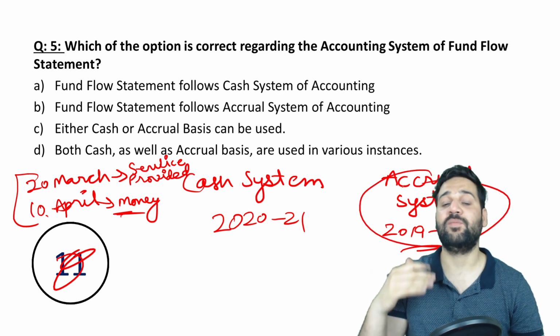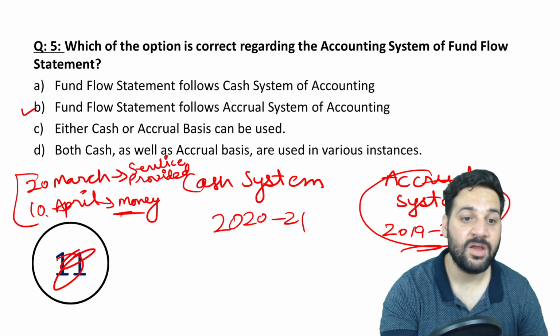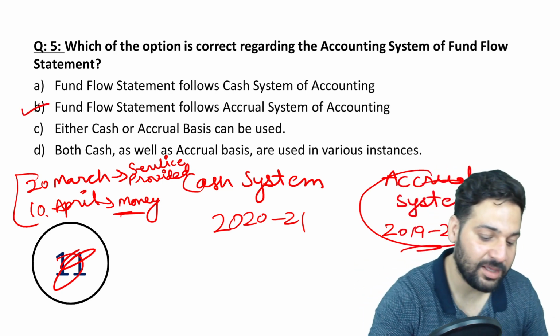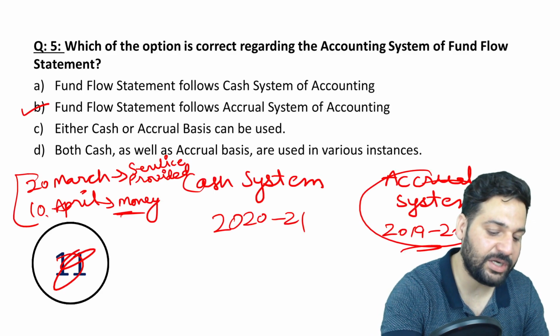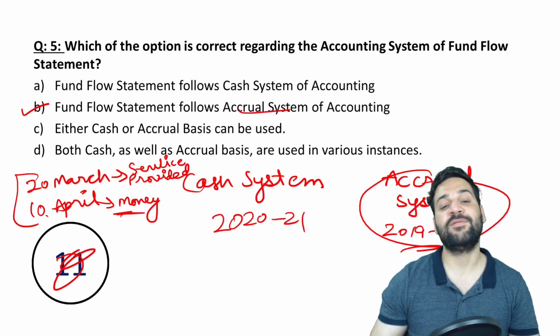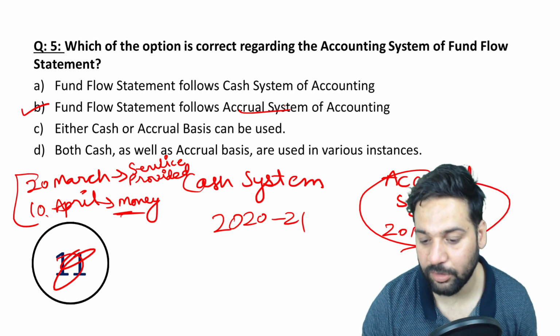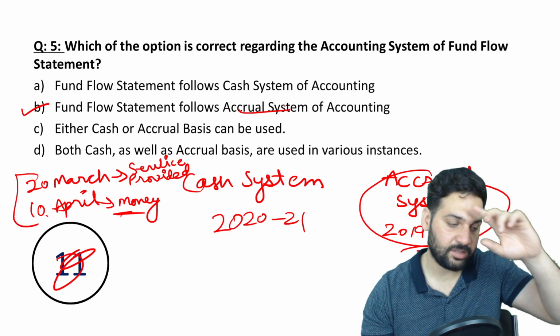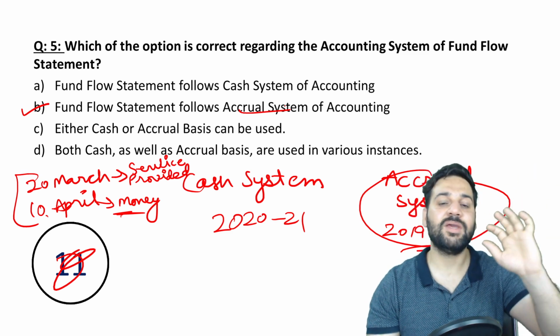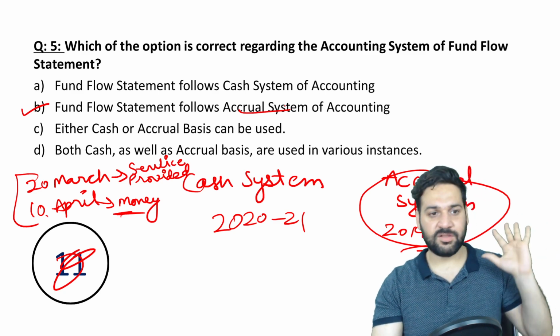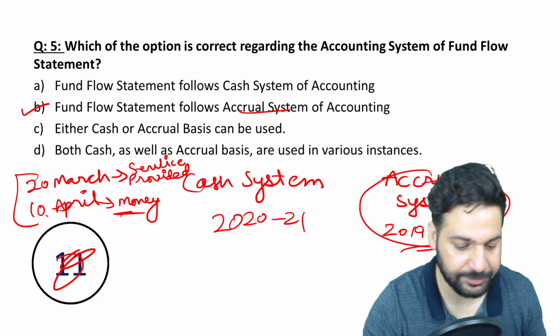Fund flow is based on the accrual system, while the cash flow is based on the cash system. So B is the correct answer. The fund flow follows the accrual system. Cash flow statement follows the cash system. This is a very, very important concept. All the commerce background students and MBA, they are already aware of it. But for my non-commerce students, this question is very important. Keep that in mind.